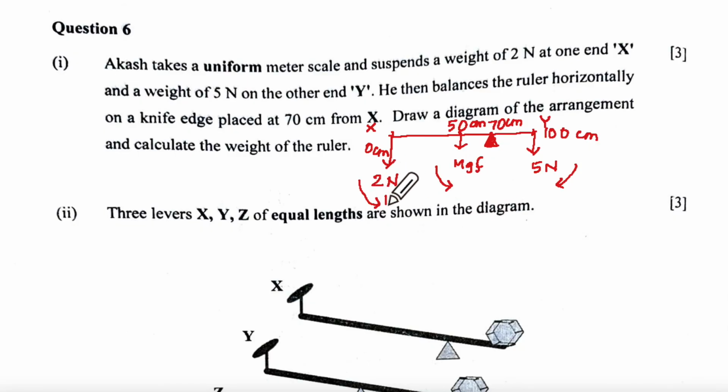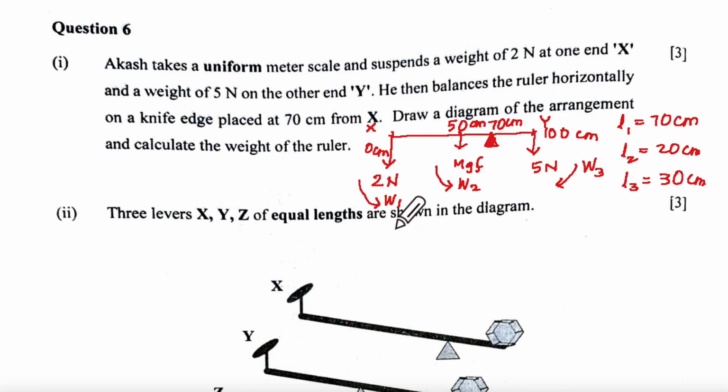So you can call this as W1, you can call this as W2, and you can call this as W3, and your L1 will be equal to from 0 up to 70. That will be 70 centimeter. L2 will be from 50 up to 70, that is 20 centimeter. And L3 will be from here to here, 100 minus 70, and that will be 30 centimeter.